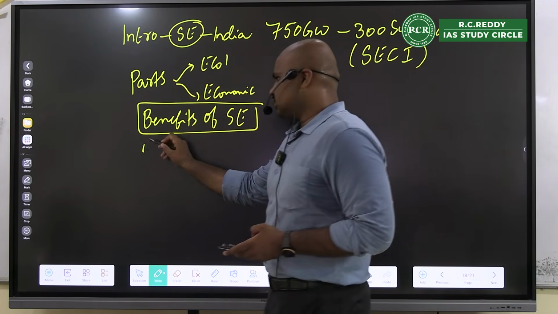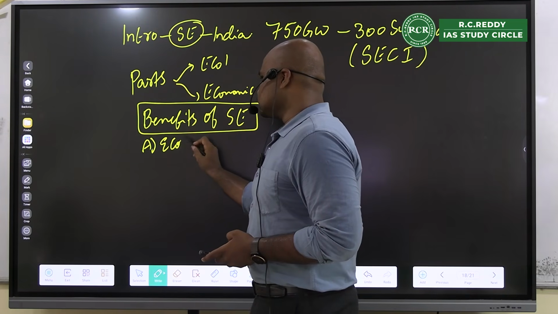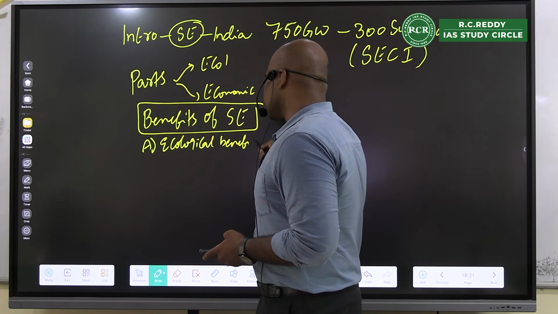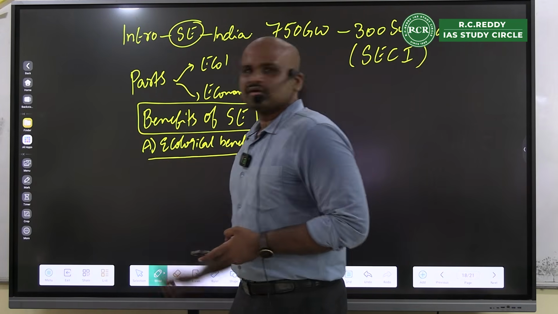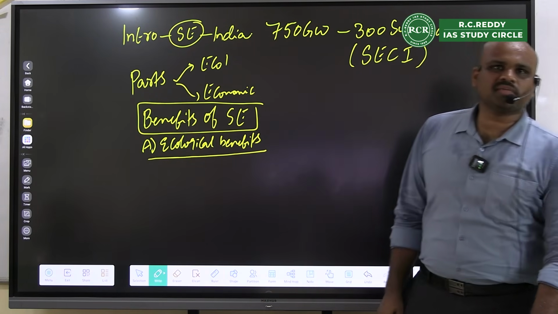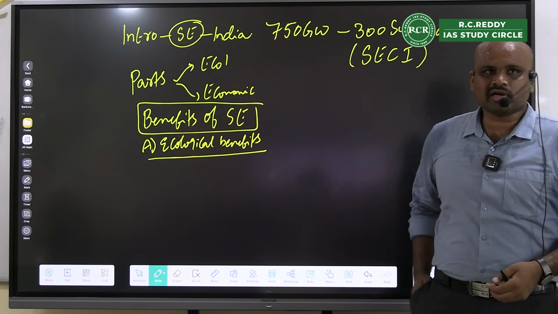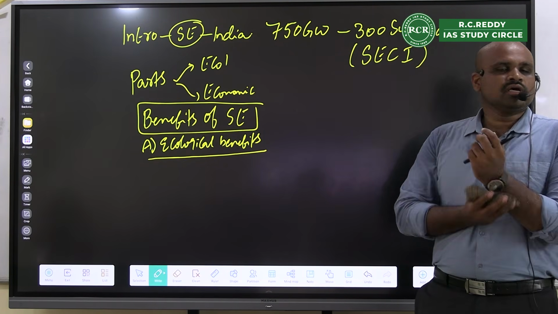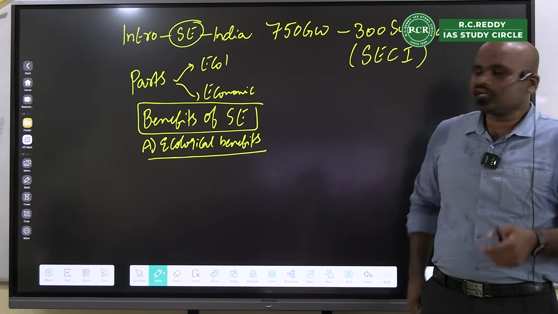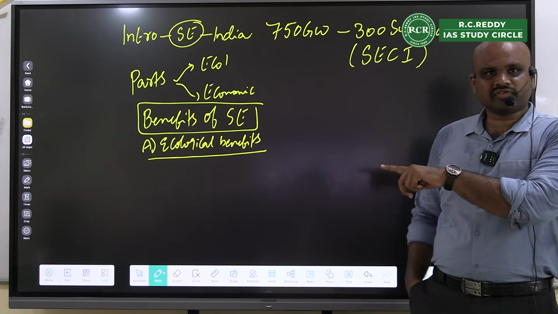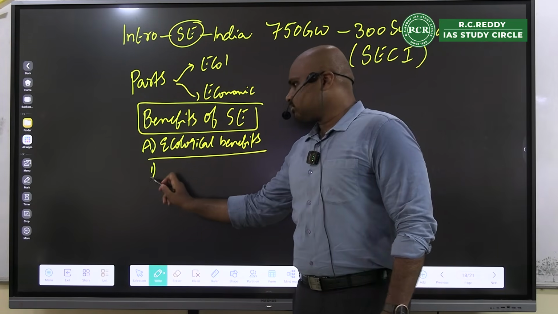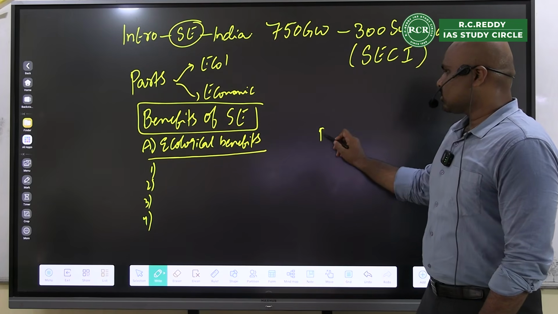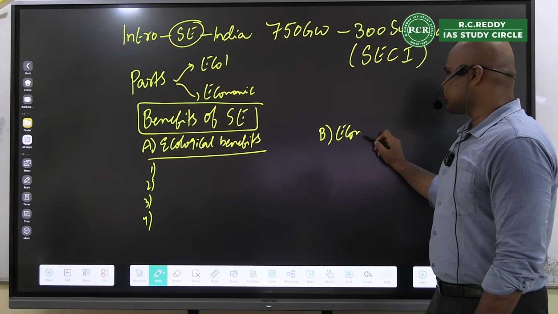A, ecological benefits. Because the examiner himself gave me the clue what should be my structure. Now depending upon what is the context or what is the structure that has been put in here, I am subdividing my body into what? Ecological benefits. Now I will write some points. B, economic benefits.